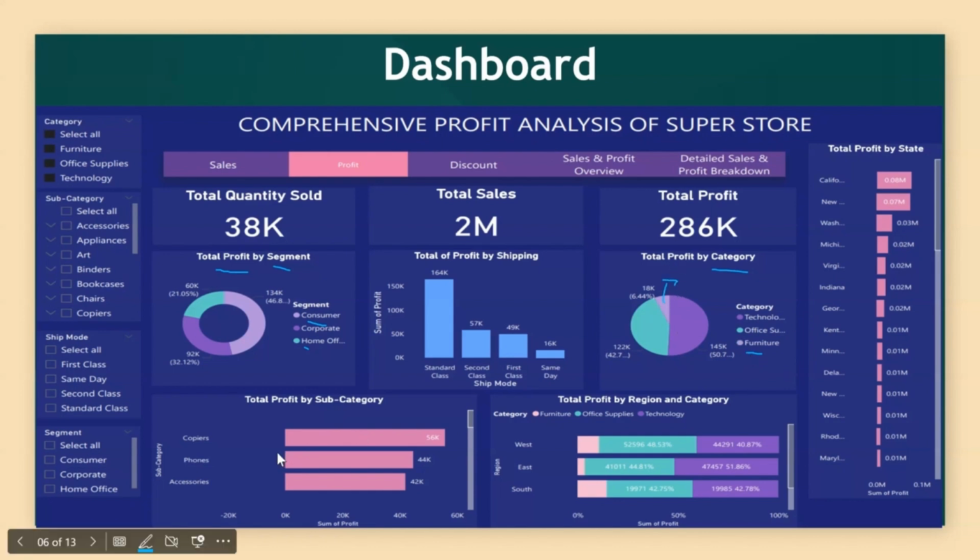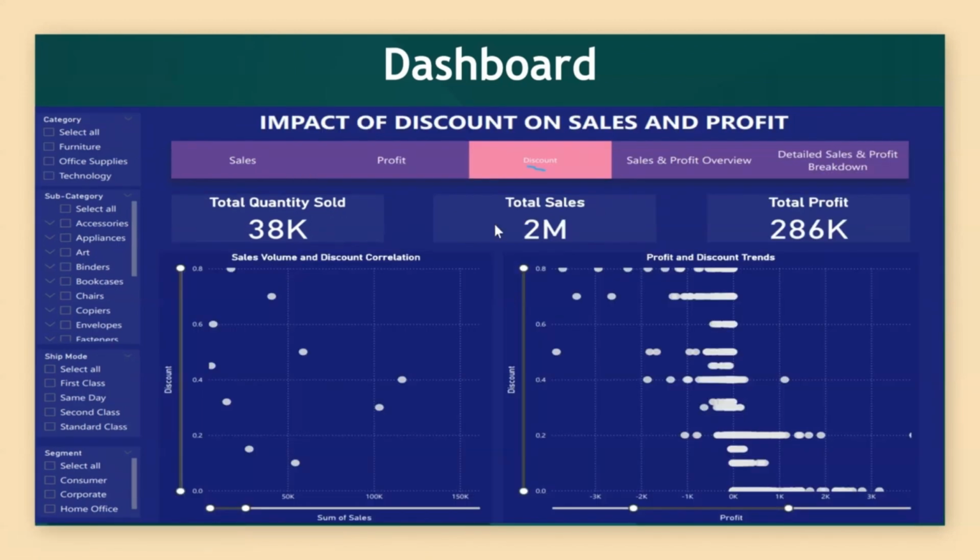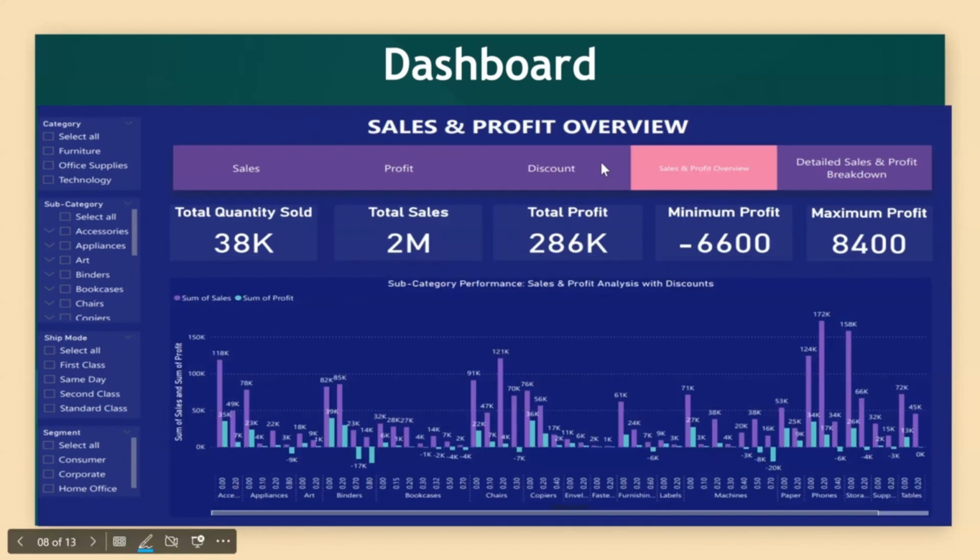Then moving on to the next slide, this dashboard consists of the impact of discount on sales and profit. We have discount on the y-axis in both the charts, but on the x-axis we can see the sum of sales and profit. So we'll discuss this in the dashboard while seeing the dashboard. Again, sales and profit overview. So here is the overview of all the products. What the sales amount is, and then the profit that was made is mentioned in the green bar.